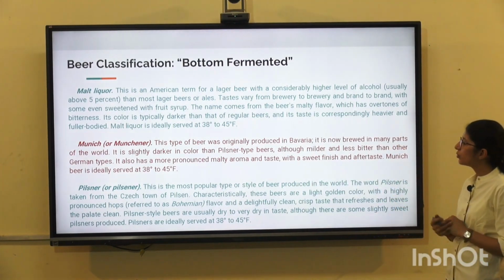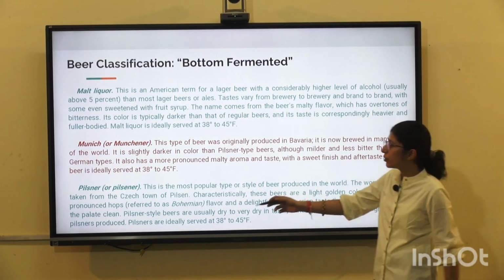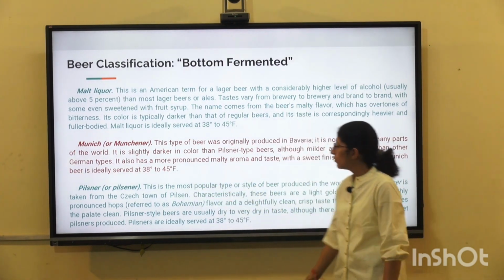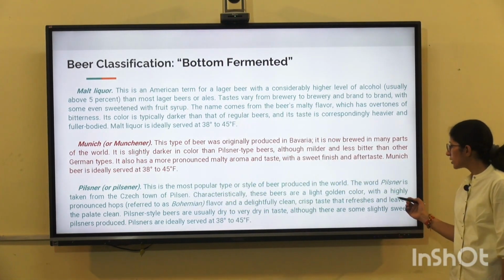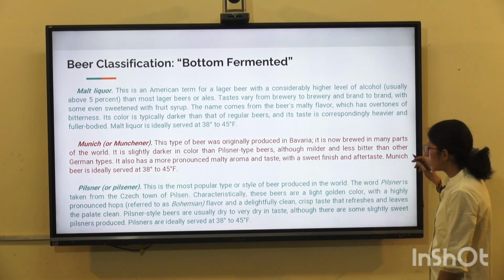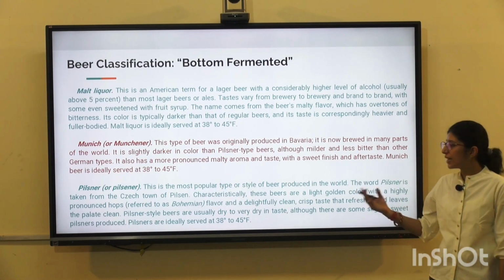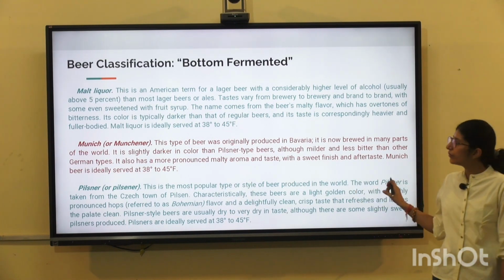Now, Pilsner, it is a popular beer produced around the world, and Pilsner comes from the Czech town of Pilsen, and is characterized by a light golden color, which is highly pronounced from the hops. Now, again, it has a delightfully clean, crisp, refreshing taste that is ideally served at 38 to 45 degrees.